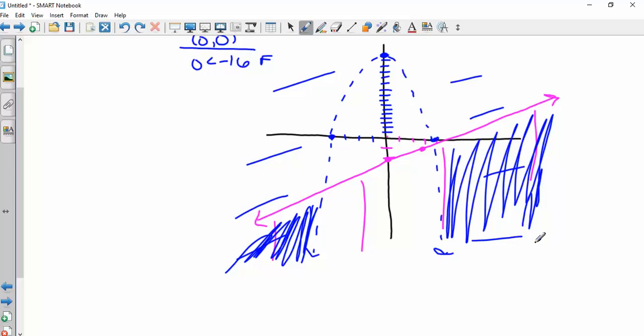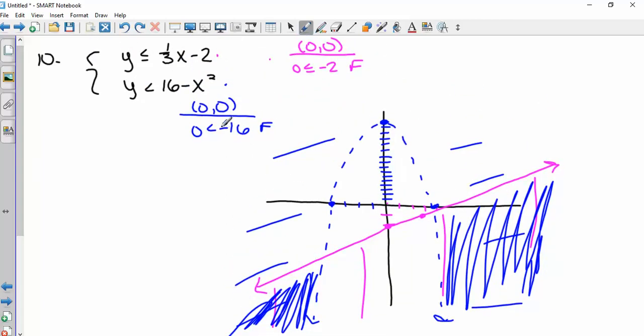Did I have it wrong on mine? I did. I copied my problem down wrong when I wrote it over. I flipped one of my inequalities. I had the shading wrong on my answer key. I shaded the wrong side of my parabola. I had flipped my inequality there. Wait, no. I made a mistake here, didn't I? That's positive 16. That's what I did wrong.